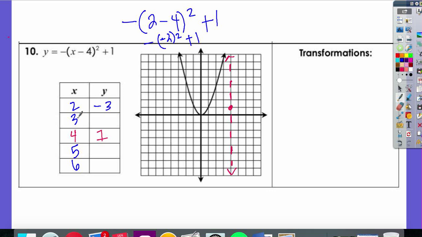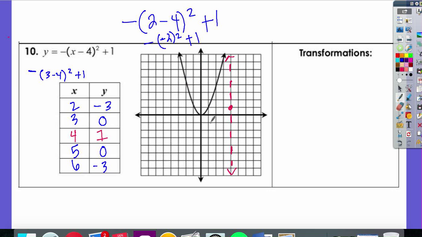I'm going to plug in the next value again to just remind you how we're doing this. We've got negative (3 minus 4) squared plus 1. Inside the parentheses, we're going to have a negative 1 squared, which is a positive 1. But there's a negative out front, so it goes back to negative 1, plus 1 is 0. So if we continue this, when we plug in 5, we should get 0, and when we plug in 6, we should get negative 3, and that's only because I went at even intervals based upon the axis of symmetry. I'm trying to expedite this process here.